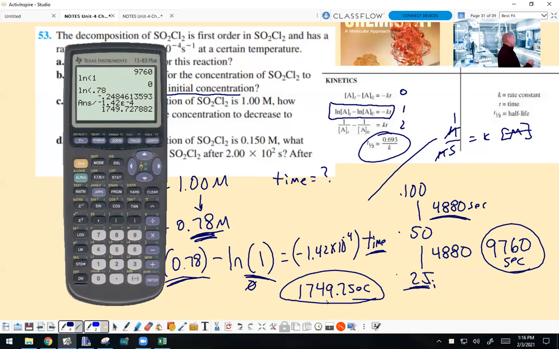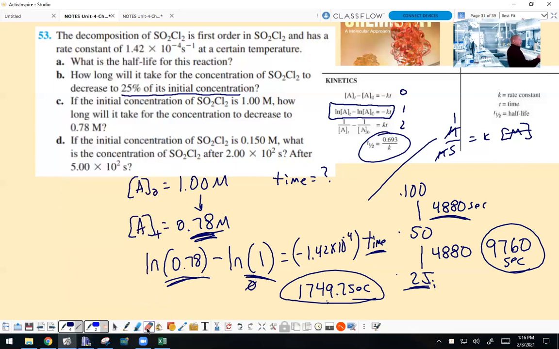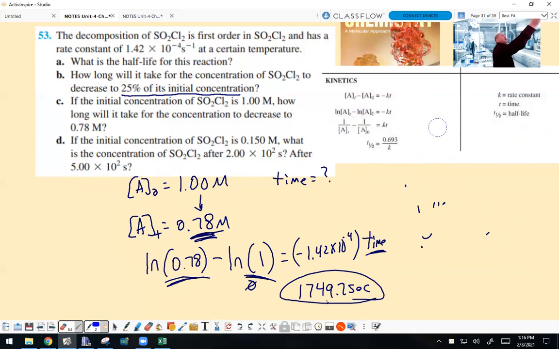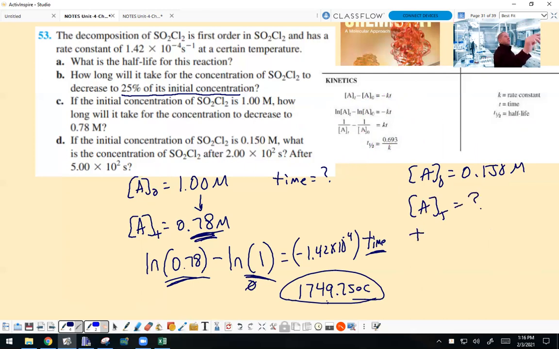So now we can calculate any other concentration or time. As long as we know K and we know it's first order, we can just keep plugging it into this equation, like letter D. Let me get rid of this over here this time. So if the initial concentration is 0.15 molar, we want to know what is the concentration of the SO2 after 200 seconds.